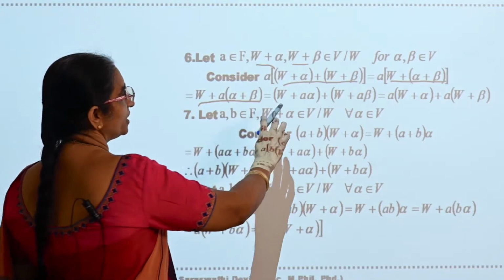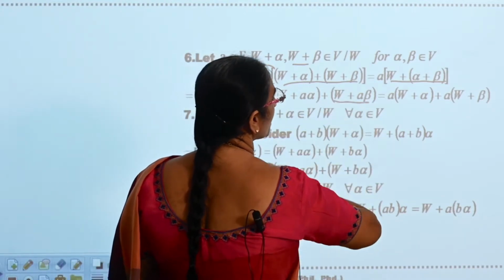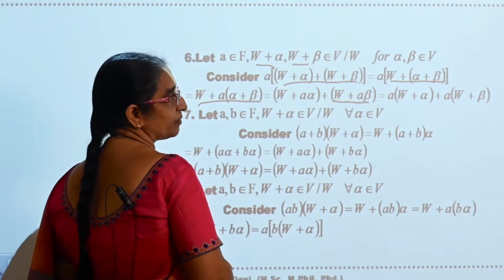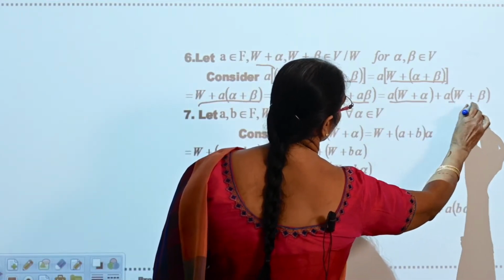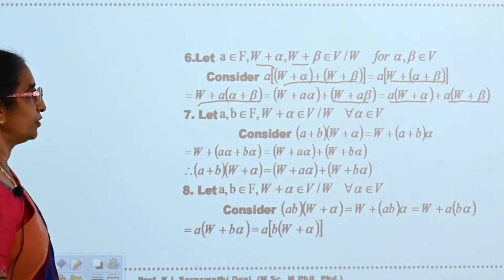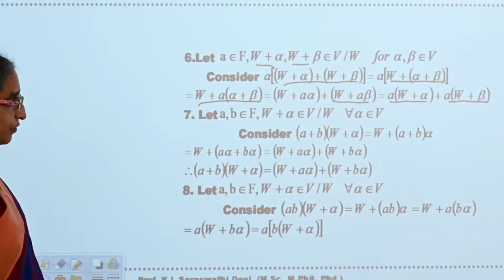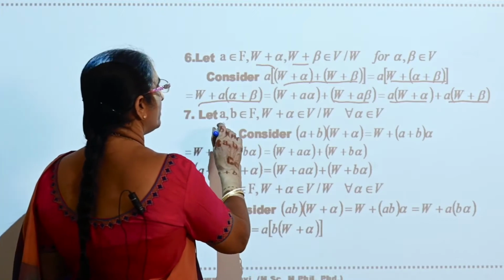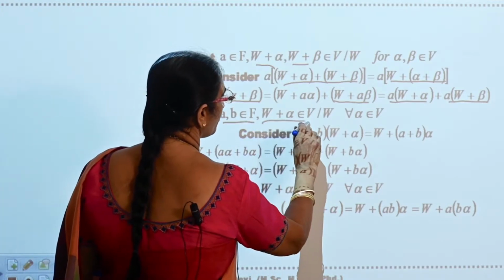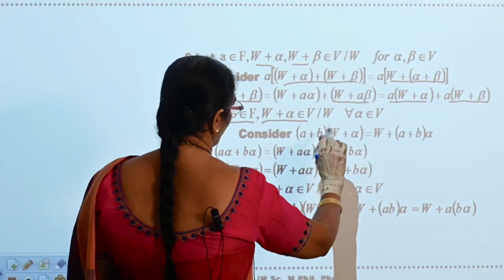That is (W + Aα) + (W + Aβ). Again apply the coset multiplication definition. This will be equal to A(W + α) + A(W + β). Therefore, the first one is satisfied. In the third set, the first property is satisfied. See again, A, B belong to F, and W + α belongs to V/W for every α.